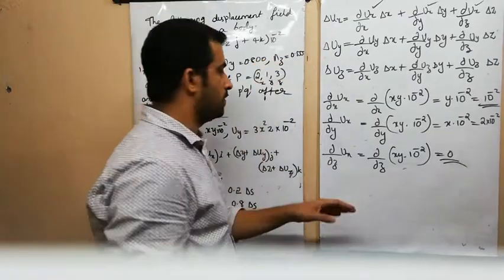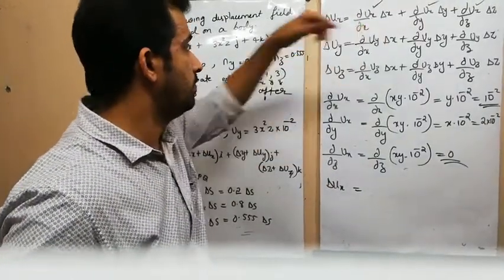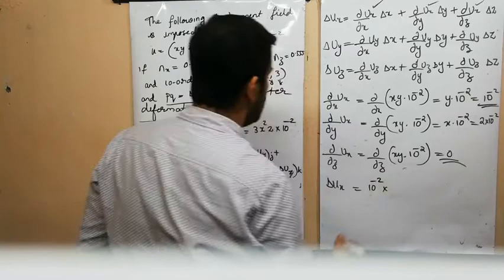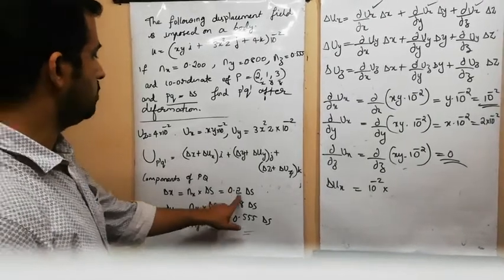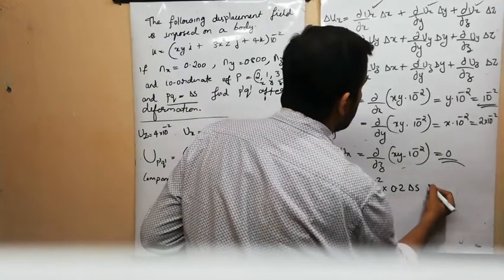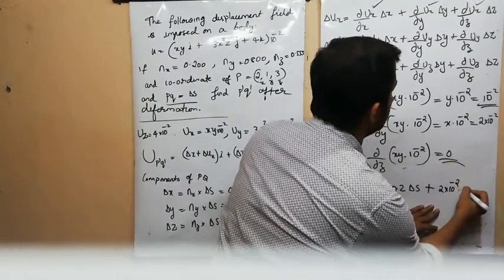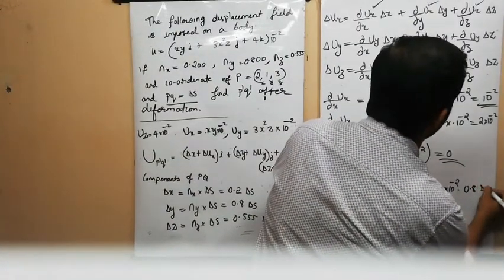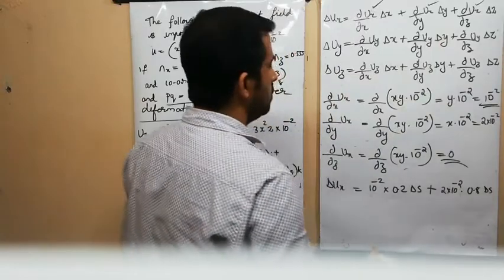Now we can substitute and find delta ux first. Delta ux is equal to dou by dou x of ux, which is 10 power minus 2, into delta x, which is 0.2 delta s, plus dou by dou y of ux, which is 2 into 10 power minus 2, into delta y, which is 0.8 delta s, and then dou by dou z of ux, which is 0, into delta z, so 0 plus 0.